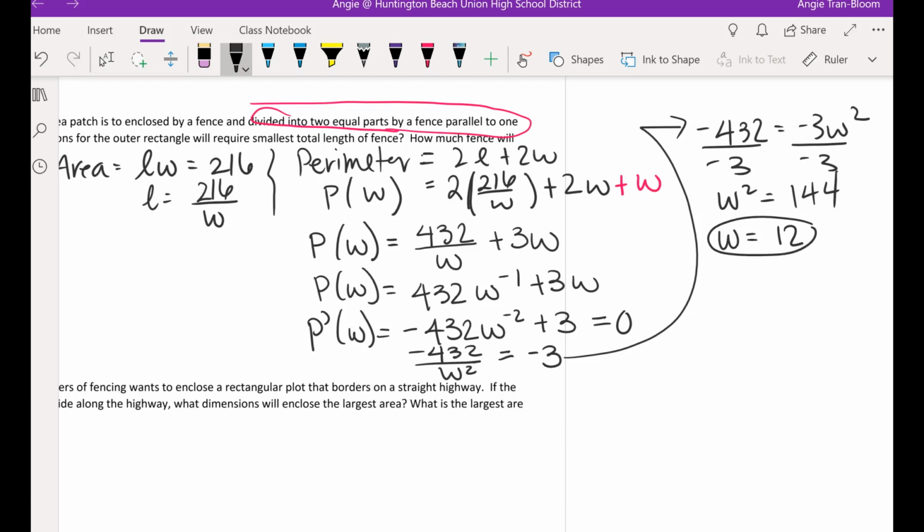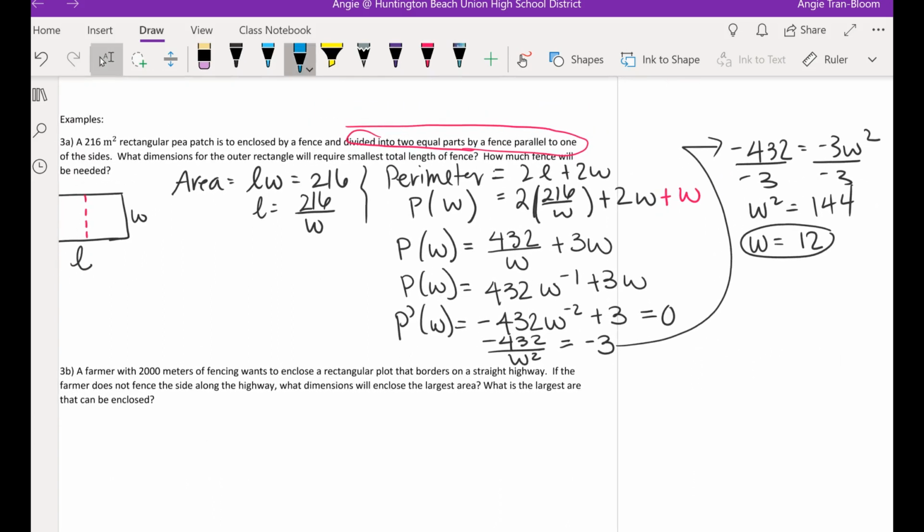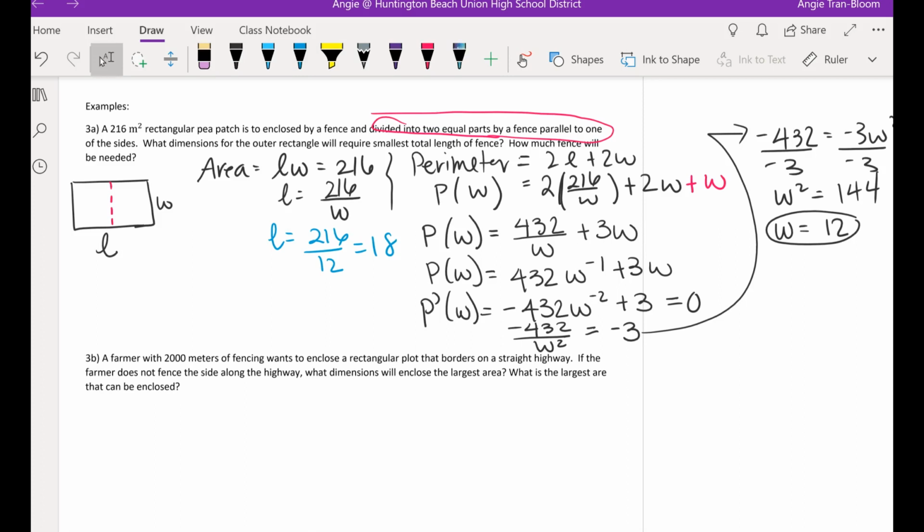Now I just have to plug it in and get my length. I already have a length equation, so I just have to go in here and go, okay, well, 216 divided by 12. So 216 divided by 12, that will give me 18. Okay. What dimensions for the outer rectangle? So I have to write that as a complete sentence. And how much fencing would I need?